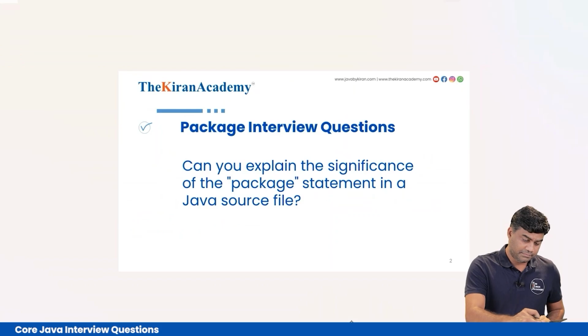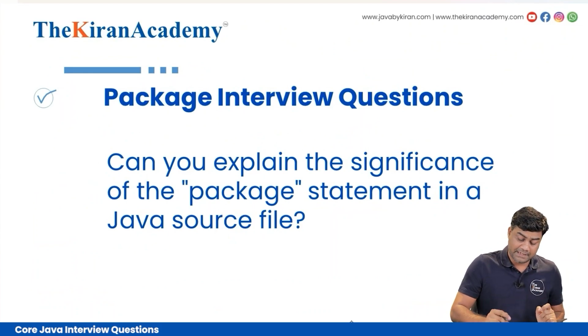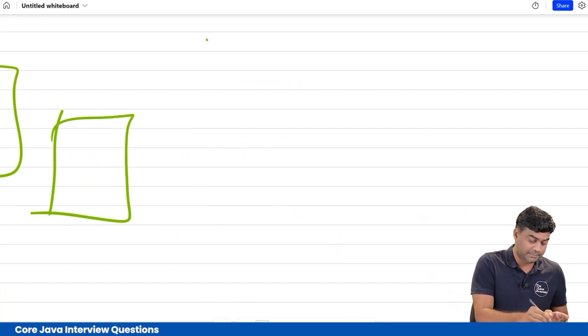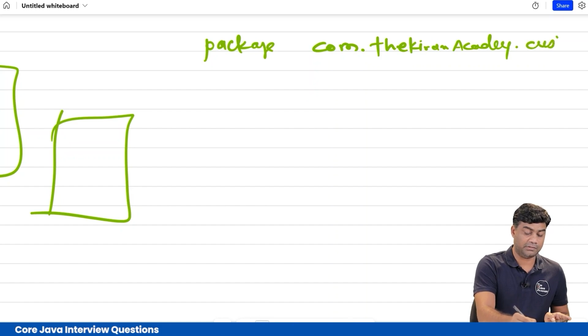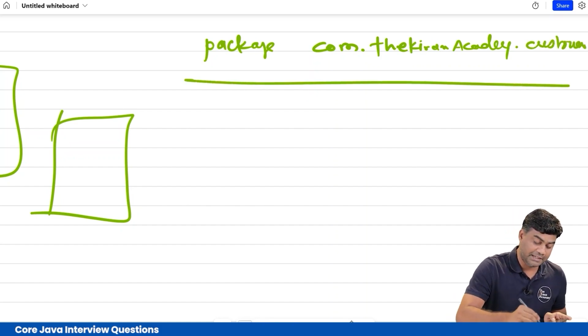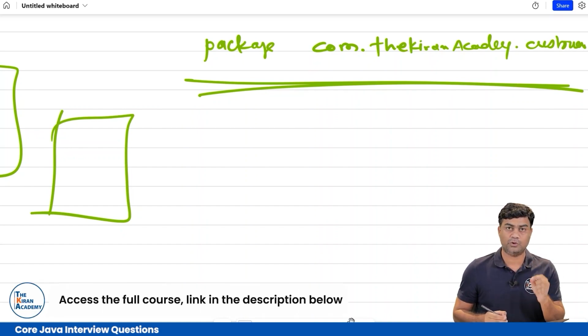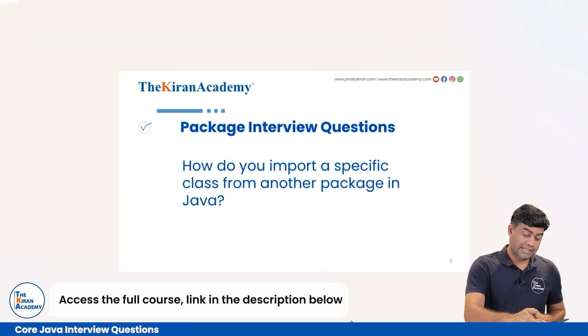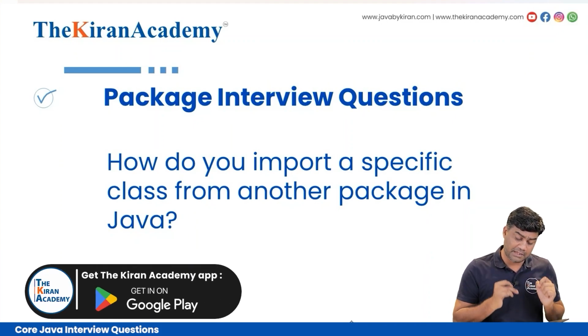The next question is, can you explain the significance of the package statement in a Java source file? Yes, the package statement should be written like this: package com.thekiranacademy.customer. This is the package statement which we need to write at the top of any class file, any source code. It's very simple.